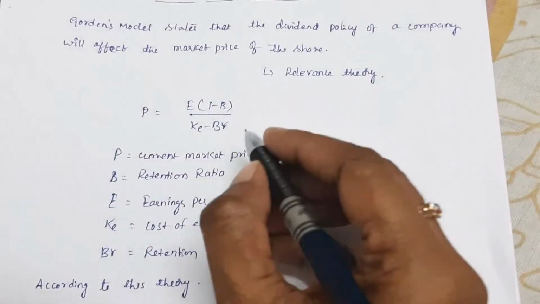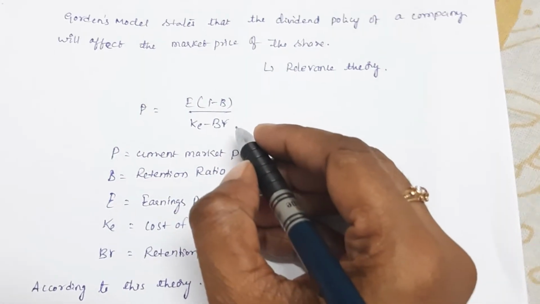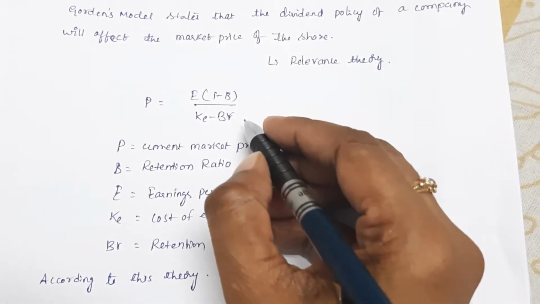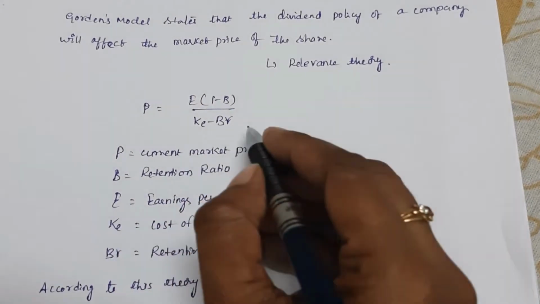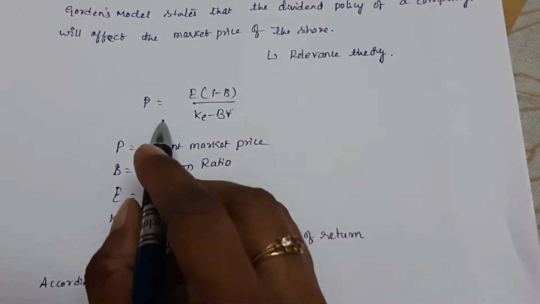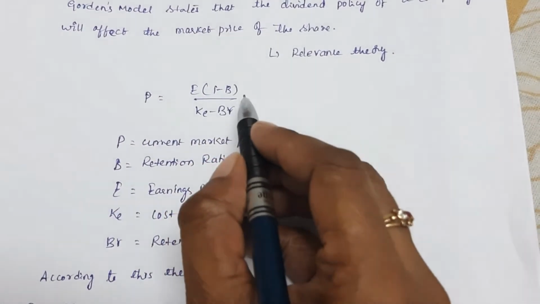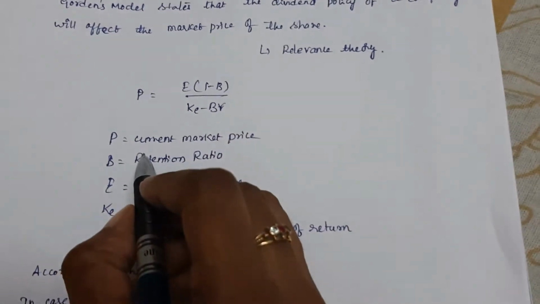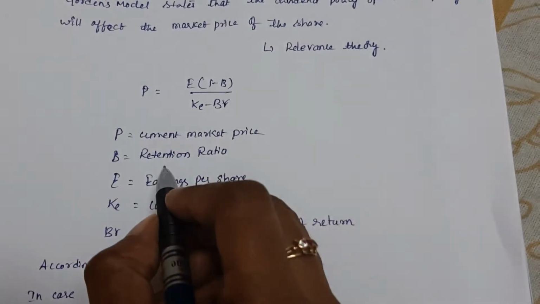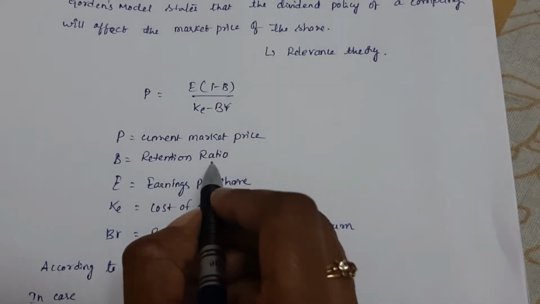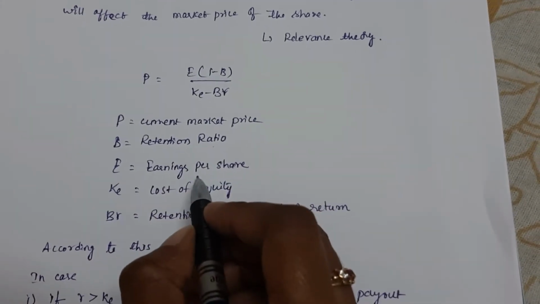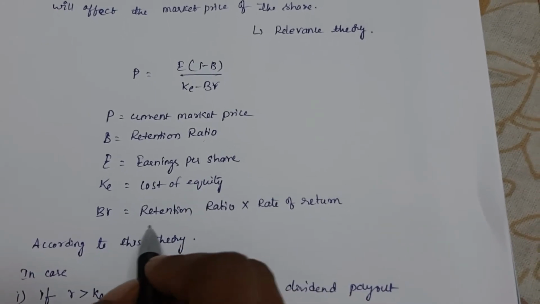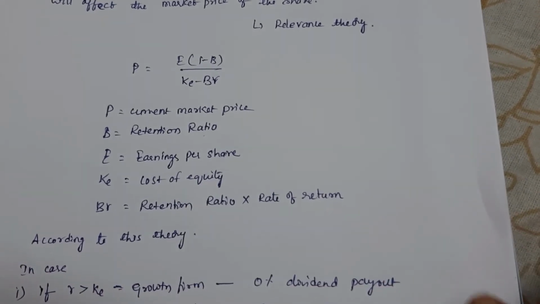Gordon has given one formula to find out the market price of the share based upon the dividend payout. Here is the formula: P is equal to E into 1 minus B divided by KE minus BR. P is the current market price, B is the retention ratio, E is earnings per share, KE is the cost of equity, and R is the rate of return.